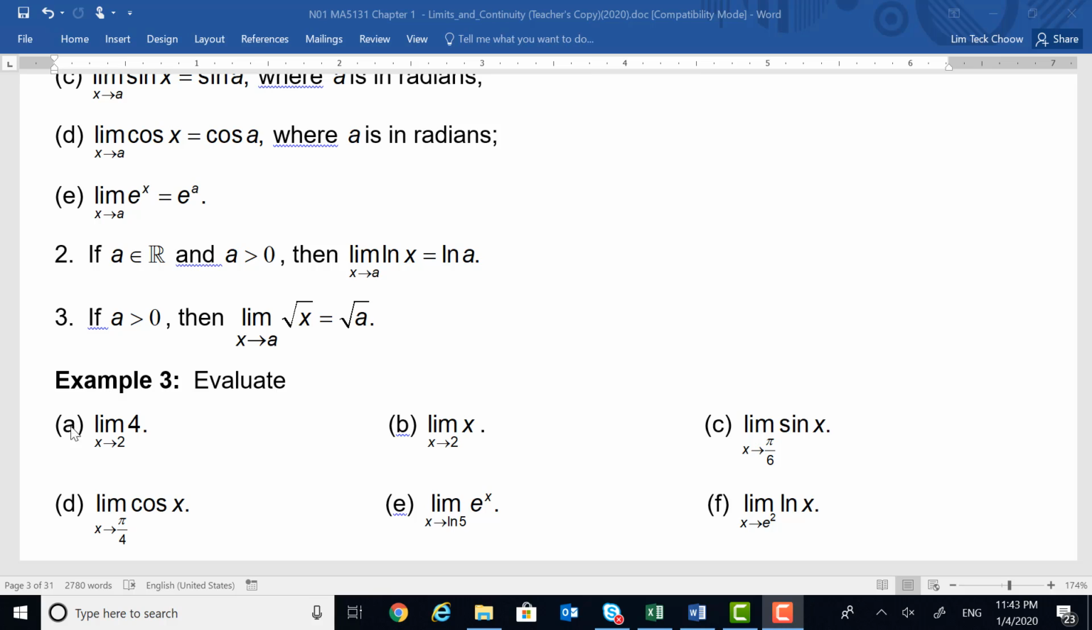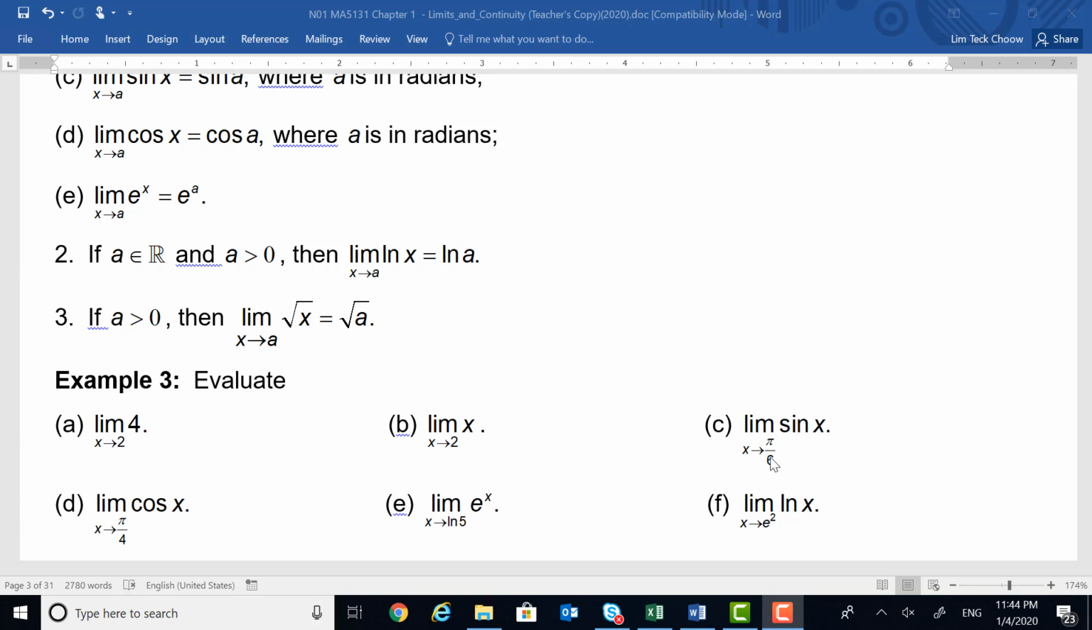So for the first one, based on the earlier result, because this is a constant, the limit of this function is just the constant 4. If this is simply x, then as x approaches 2, the limit will also be 2. Likewise, I can just plug it in. Sine of pi over 6, you expect this to approach the value of, what is sine of pi over 6?